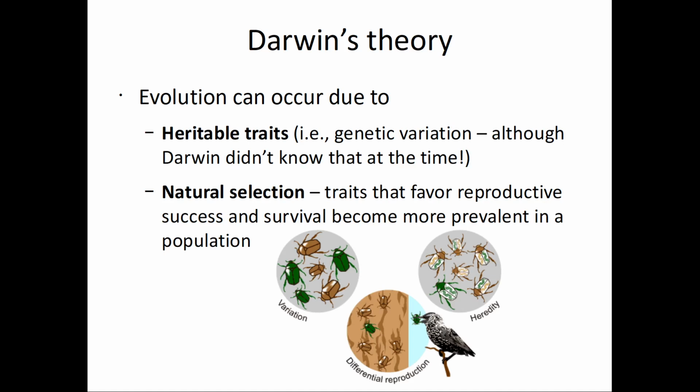Natural selection, and that's traits that favor reproductive success and survival become more prevalent in a population. One easy concept to think about when we talk about natural selection is really what is the bare minimum to get to reproduction, right? If an organism can pass its genes to the next generation, it was successful, right? It was fit enough to survive. And then it's on to that next generation to carry the torch to the next generation.